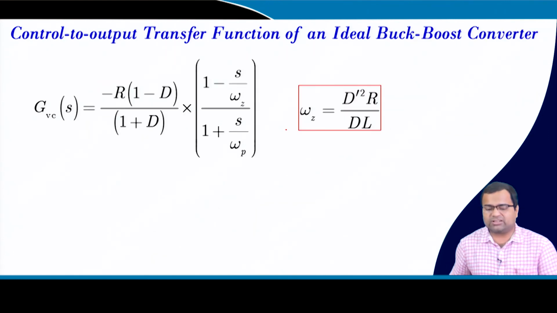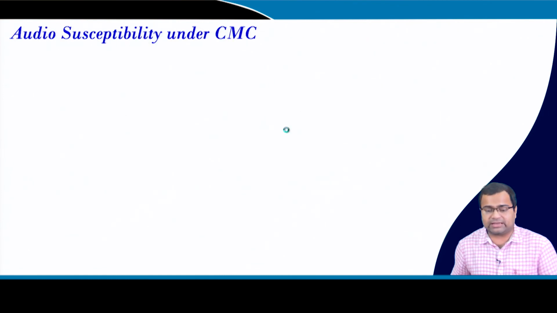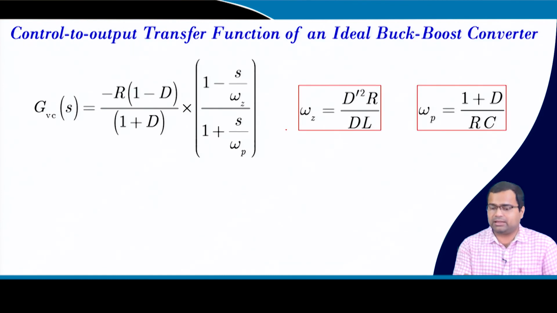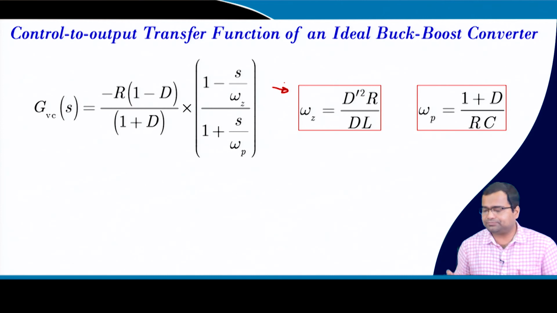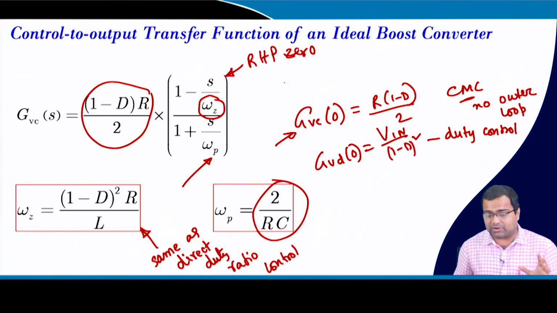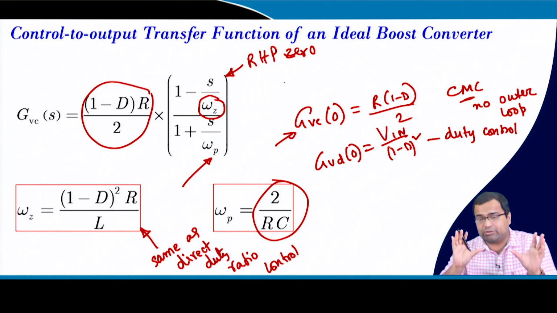So, the control to output transfer function of a buck boost converter can also be derived in a similar way, and you will also get a right half plane zero, and it will also have a single pole. So, the best thing about the boost converter, when you design boost converter closed loop control, is that the boost converter in duty control has 2 poles which are generally complex conjugate and one right half plane zero, and because of the complex conjugate poles, it has a poor phase margin.